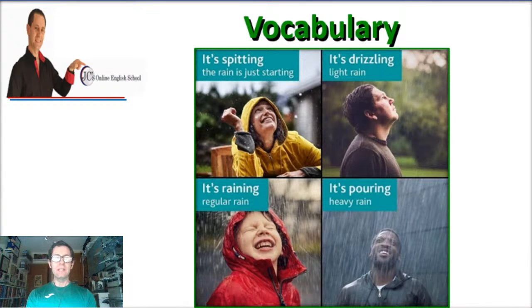Okay, let's take a look at vocabulary. I don't know if it is raining in your country right now. In Spain, it is not raining today, but I believe it's going to rain tomorrow and Friday. Today is just Wednesday. Now, let's see a few expressions related to rain.